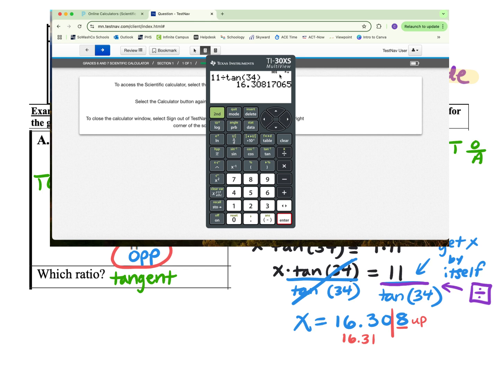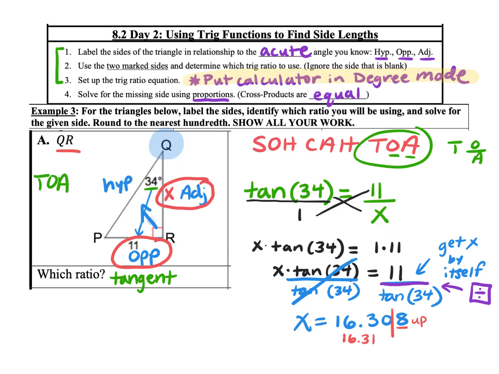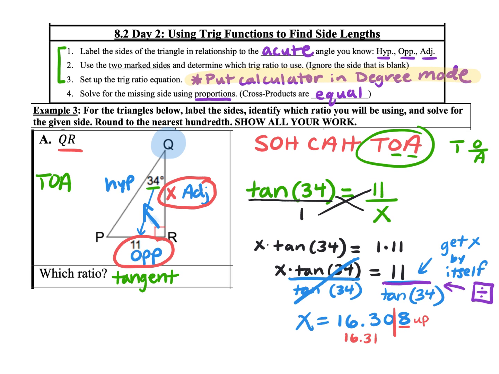Also, remember that we added the x in the problem. It actually asked us to find side QR. So when I write my final answer here, I'm going to go back to QR like this. So QR is equal to 16.31.